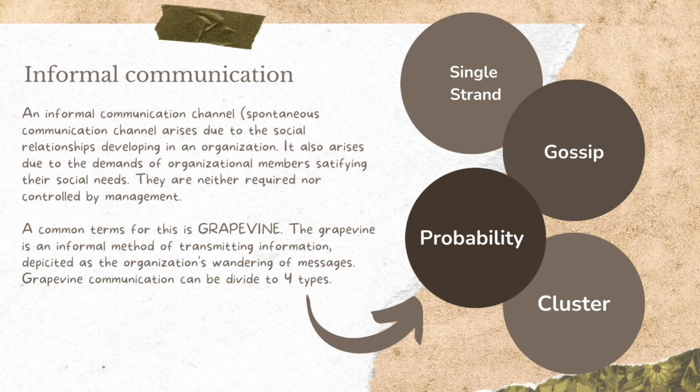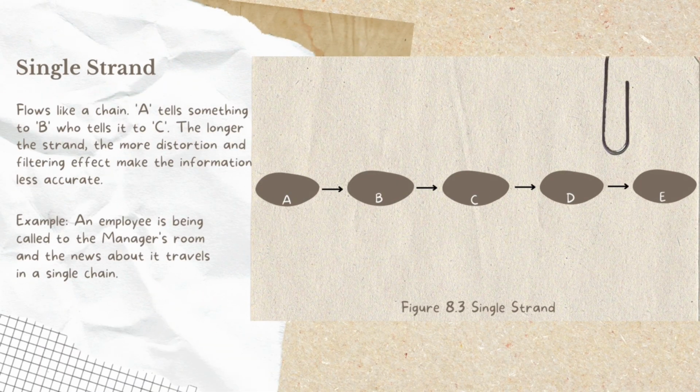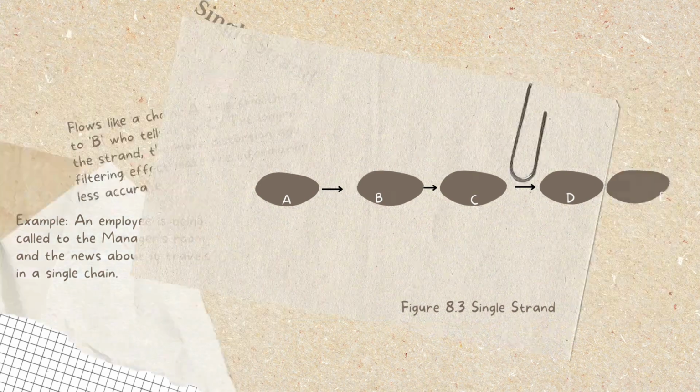Grapevine communication can be divided into 4 types. Single strand flows like a chain. A tells something to B, who tells it to C. The longer the strand, the more distortion and filtering effect make the information less accurate. For example, an employee is being called to the manager's room and the news about it travels in a single chain.